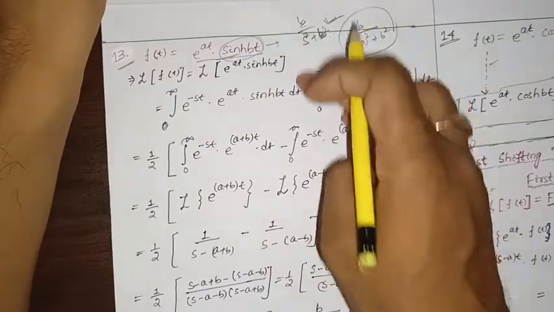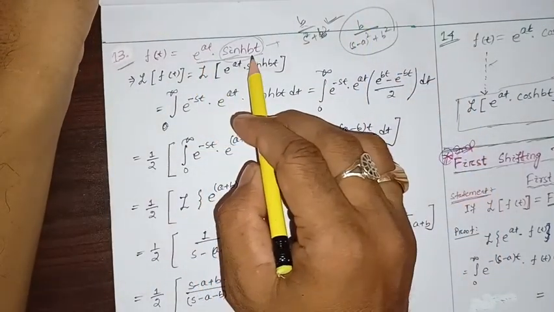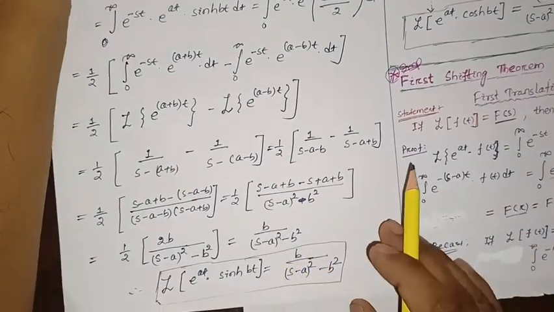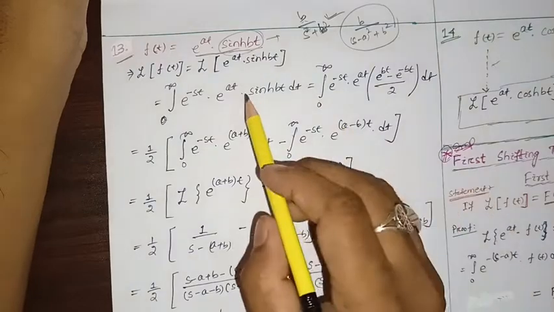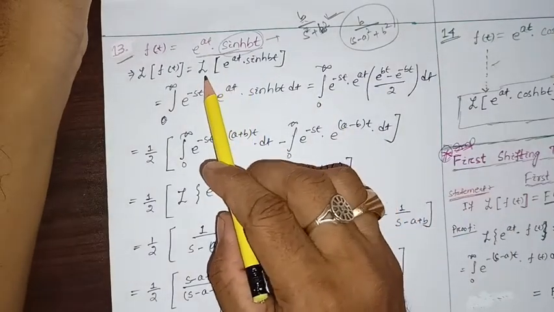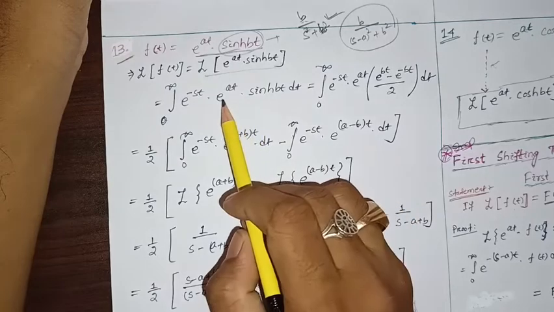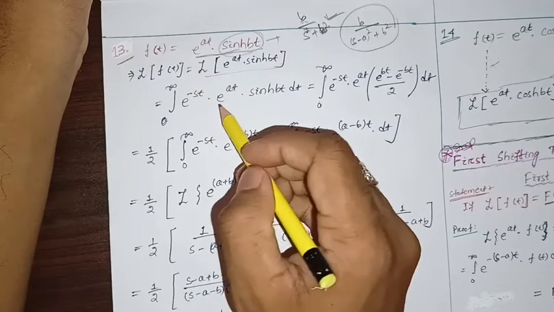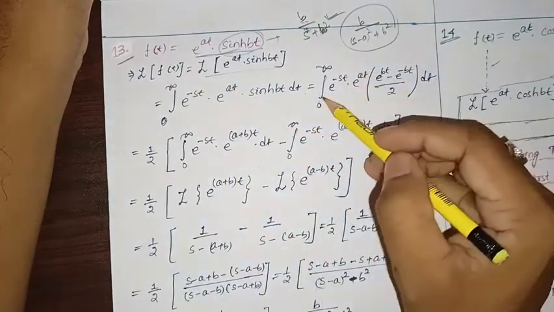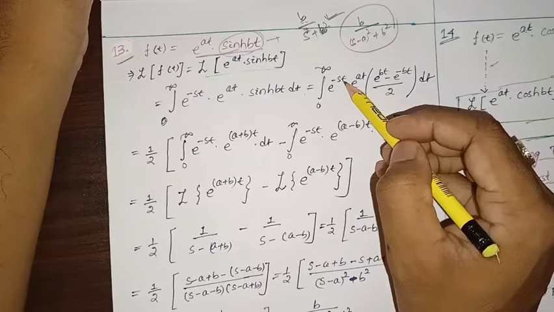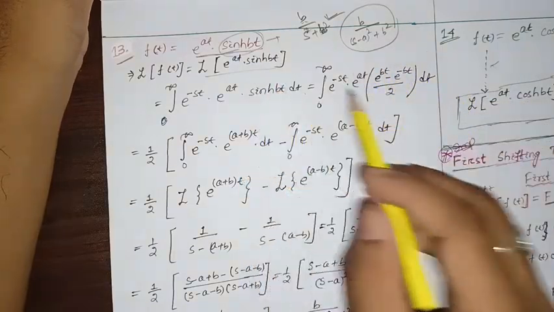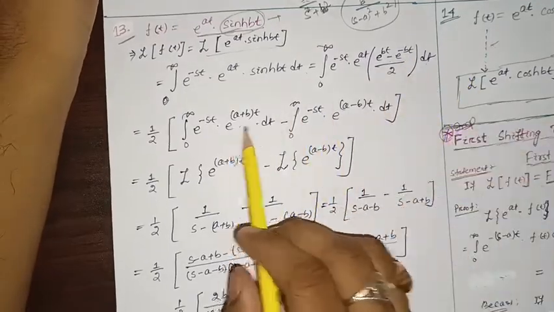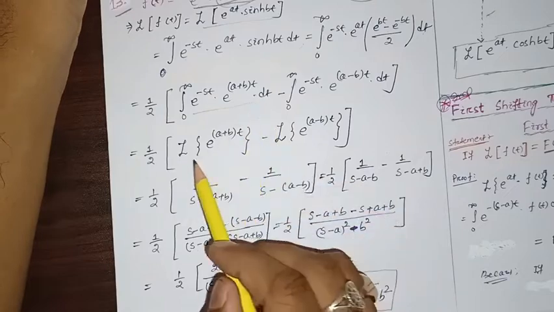So if we derive the Laplace transform of e to the at into sinh bt, we can also find the same thing. How can we do this? Laplace transform of e to the at sinh bt will be written as integral 0 to infinity e to the minus st into e to the at into sinh bt dt, and sinh bt will be written as e to the bt minus e to the minus bt by 2 dt. So obviously two integrals we can find.